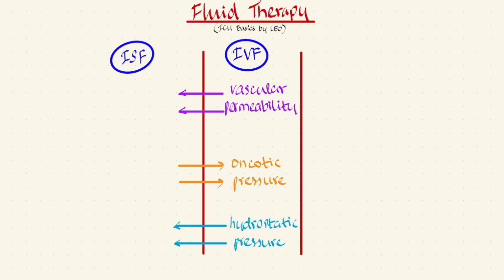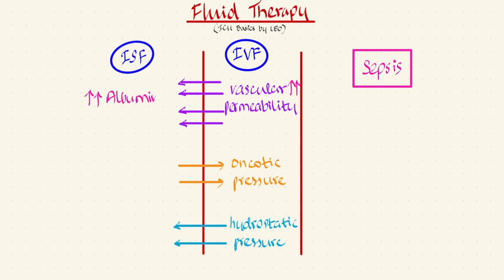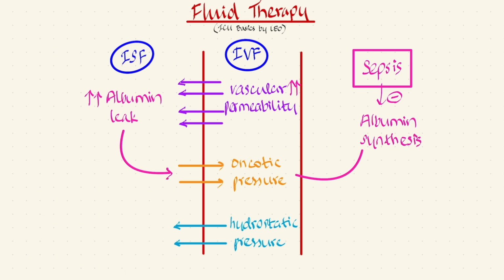In critically ill patients, for example in sepsis, inflammation increases vascular permeability and leakage of plasma protein. Albumin leakage is increased up to 3 times that of normal leakage. Acute illness also impairs hepatic albumin synthesis, reducing total albumin by about 15 grams per day. These combined factors lead to reduced oncotic pressure, so water in vascular space shifts into interstitial fluid.